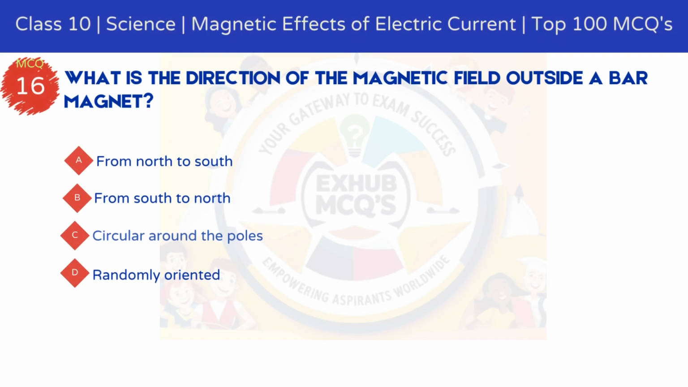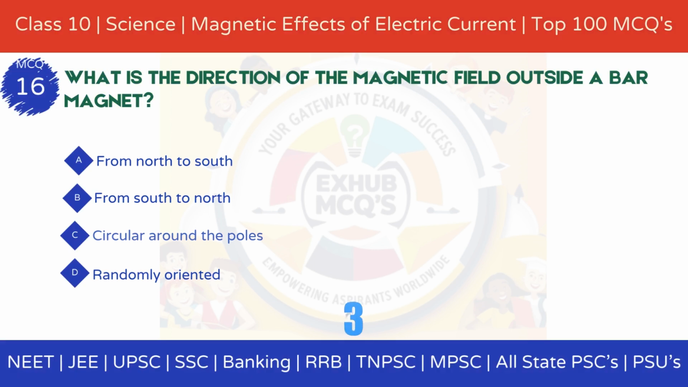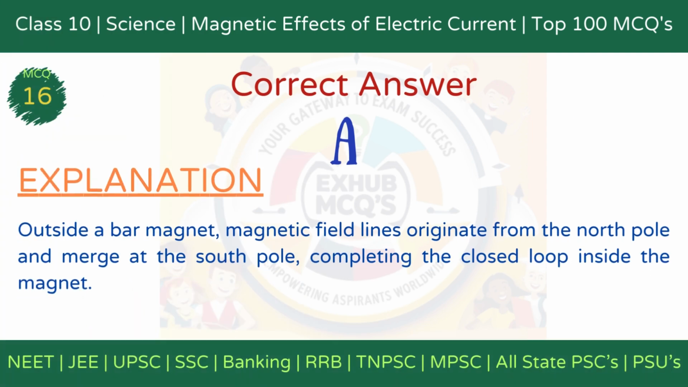MCQ 16. What is the direction of the magnetic field outside a bar magnet? Option A, from north to south. Option B, from south to north. Option C, circular around the poles. Option D, randomly oriented. The correct answer is option A, from north to south. Explanation. Outside a bar magnet, magnetic field lines originate from the North Pole and merge at the South Pole, completing the closed loop inside the magnet.